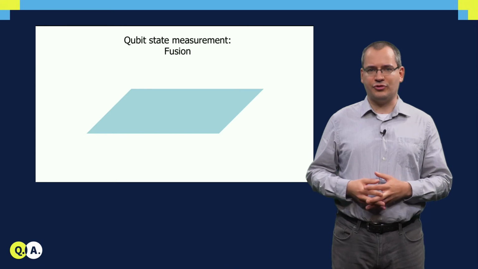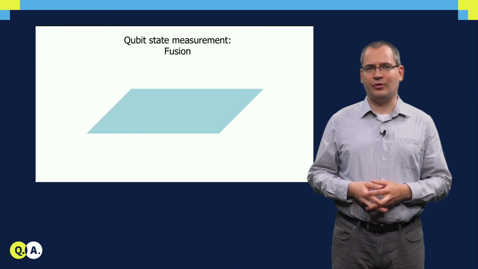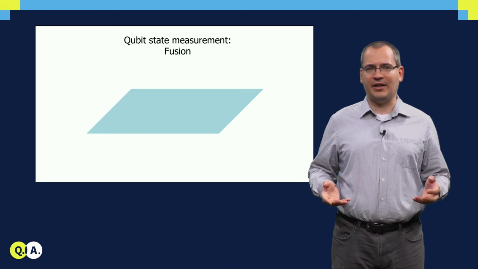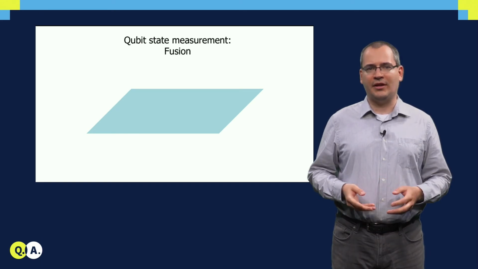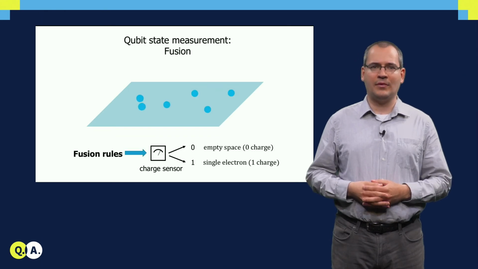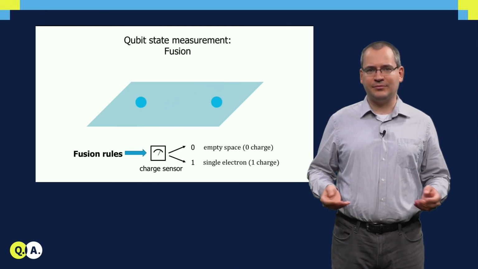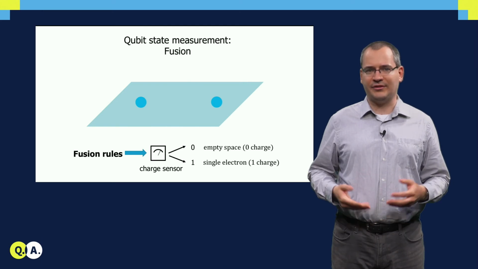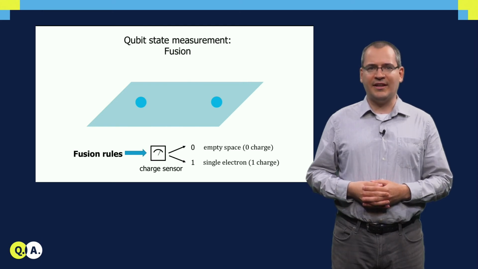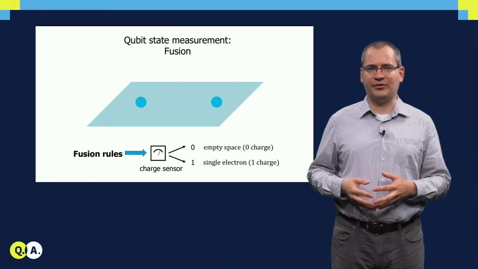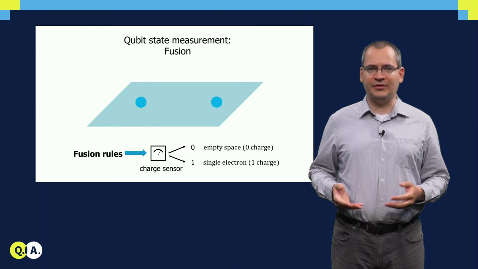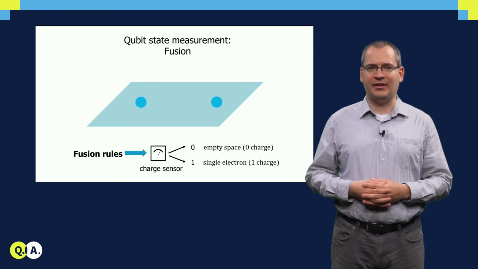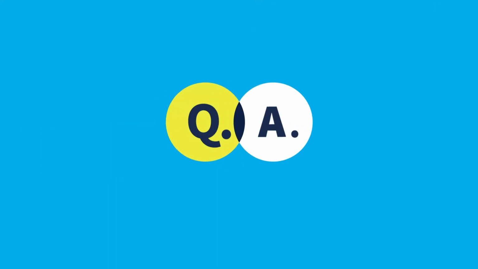This operation is called fusion, which happens when we merge or fuse these particles. This behavior of the anyons is described by their so-called fusion rules. In our case, that is the Ising anyons, this can result in a single electron, that is one elementary charge, or no electron, zero charge. We can then distinguish between these two states with charge sensors, as it is done, for instance, for spin qubits. In the next video, we will see this happening in a physical system.